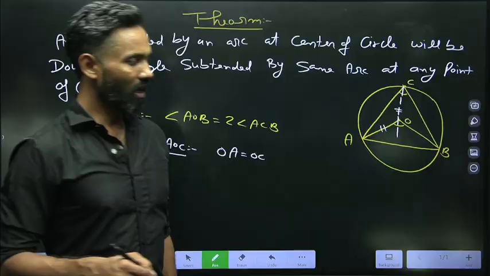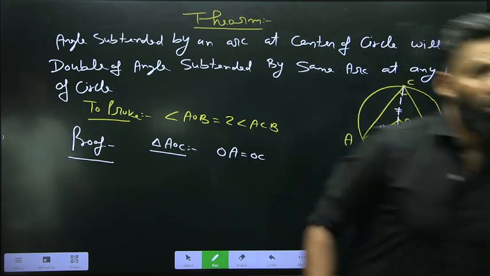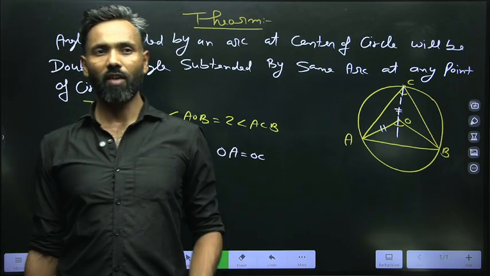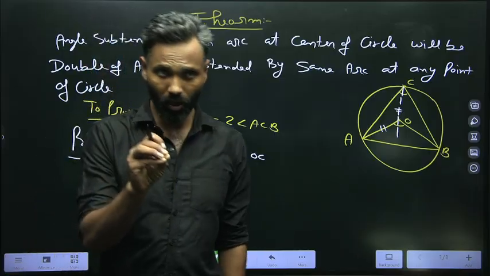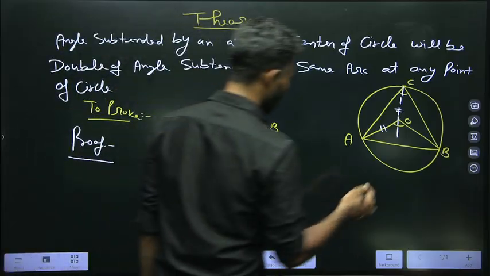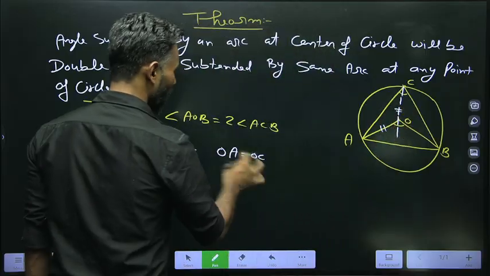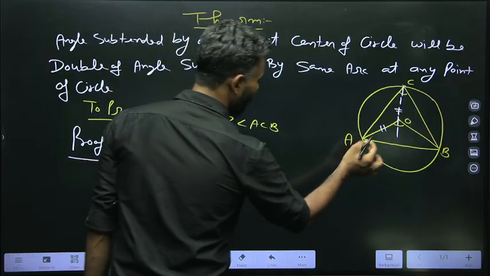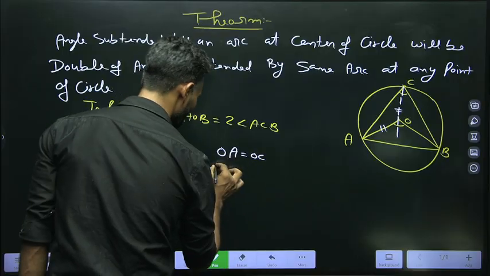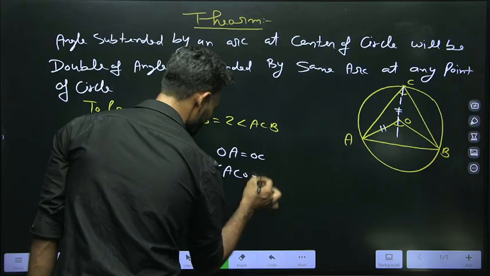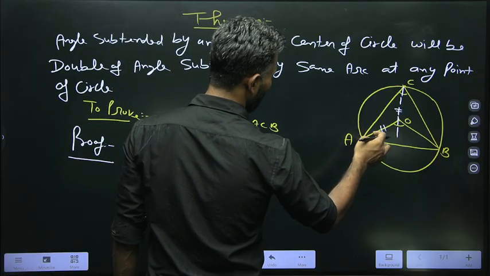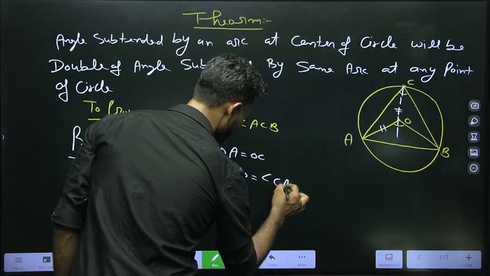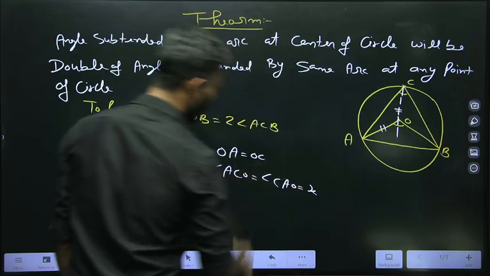If this is an isosceles triangle, it means two sides are equal. If two sides are equal, their opposite angles will also be equal. Understand that OA is equal to OC. Then we can say that angle ACO will be equal to angle CAO, and let each of the angles be equal to x.